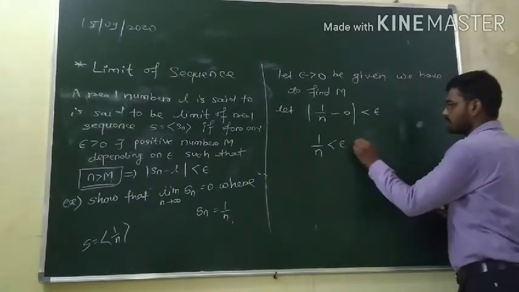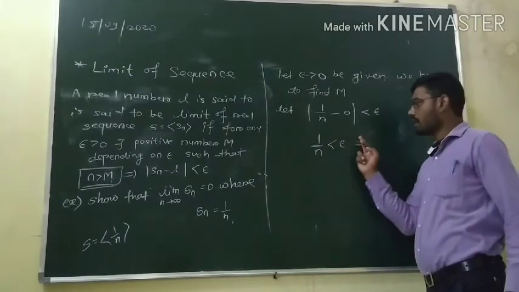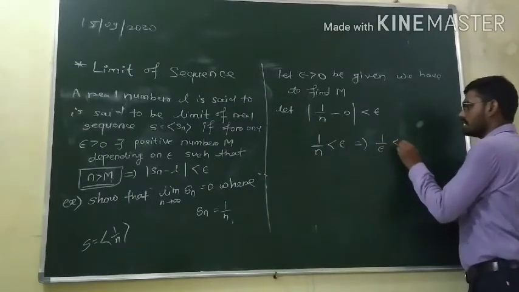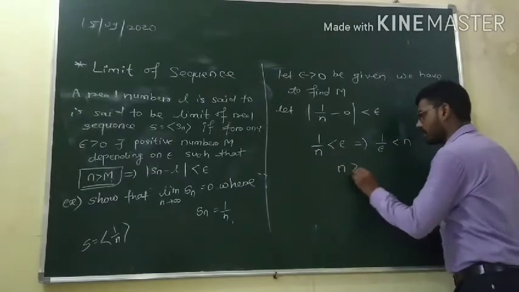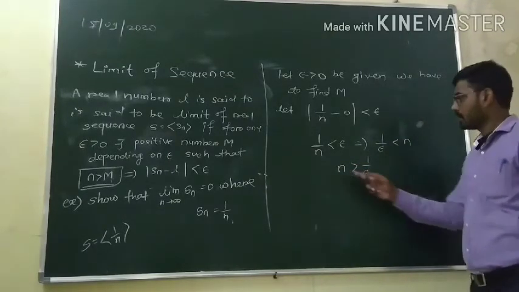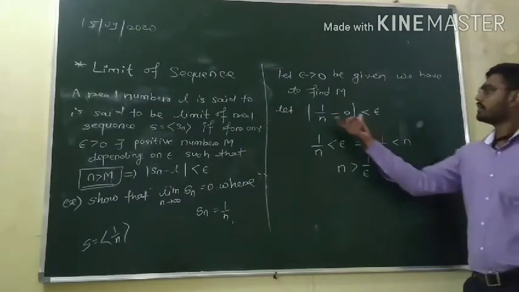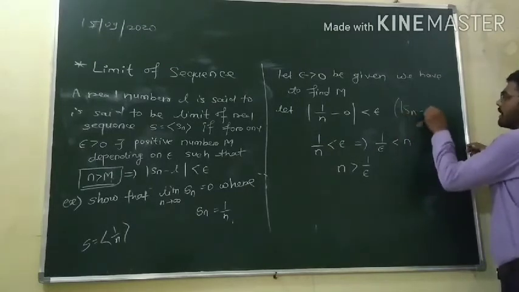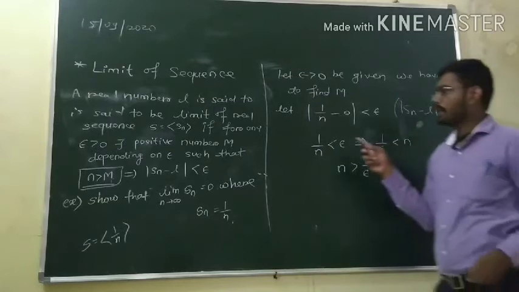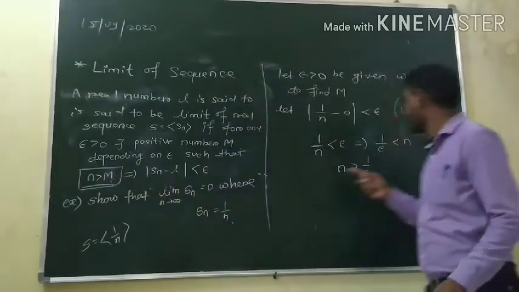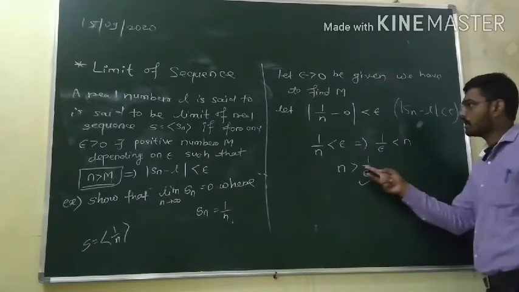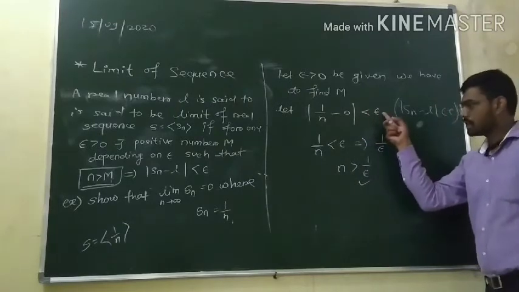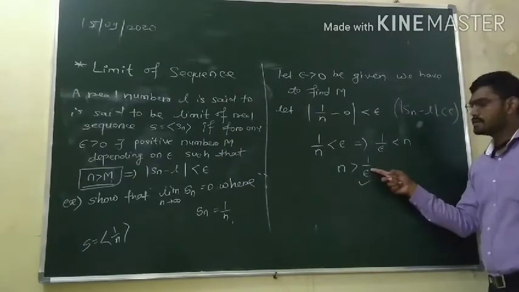Now transfer n to the right side and epsilon to the left side. So this becomes 1 by epsilon is less than n, that is, n is greater than 1 by epsilon. See, if n is greater than this number, we get this difference less than epsilon. What is the difference? Nothing but Sn minus the limit, less than epsilon. So whenever n is greater than 1 by epsilon, this difference becomes less than epsilon. So this implies we must take this value as m.